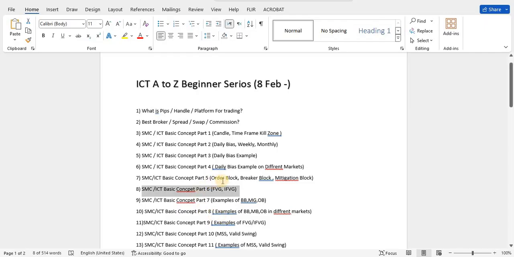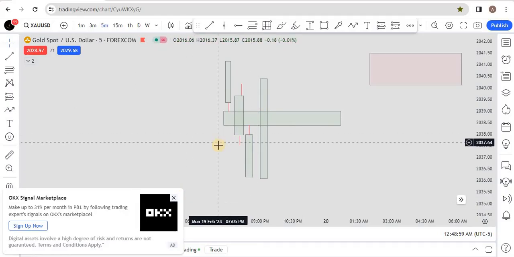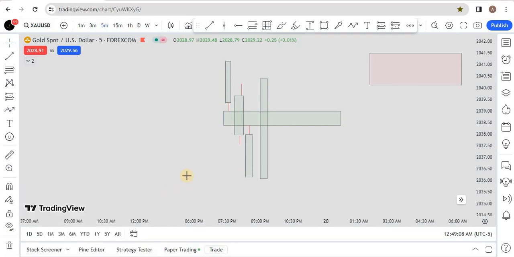As I mentioned before, order block, breaker block, mitigation block, and now fair value gap and inversion fair value gap, this is also a setup. Now you already see how many types of setups there are, so you are not going to use all of them. Use only one and practice on it every day, and you will see that these things happen on the market every day.